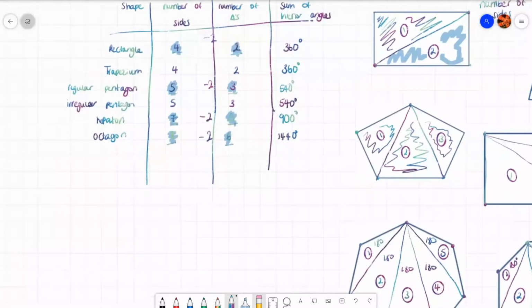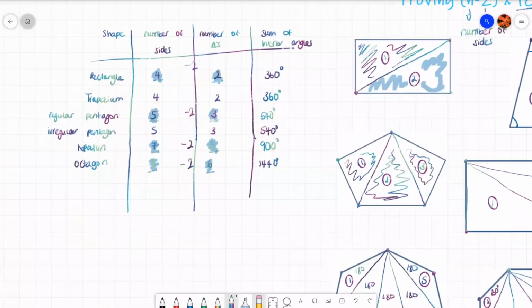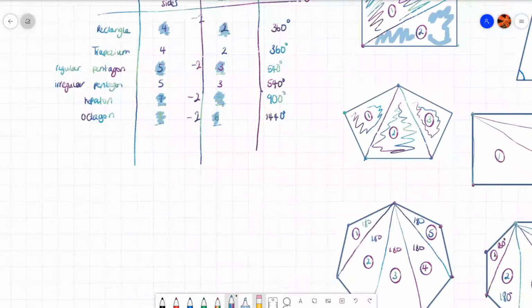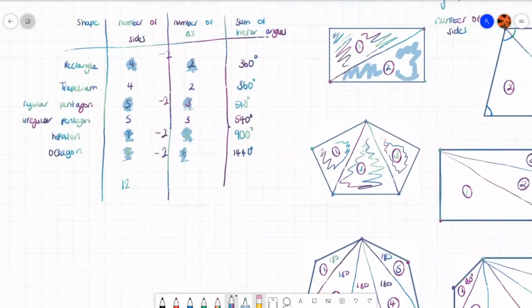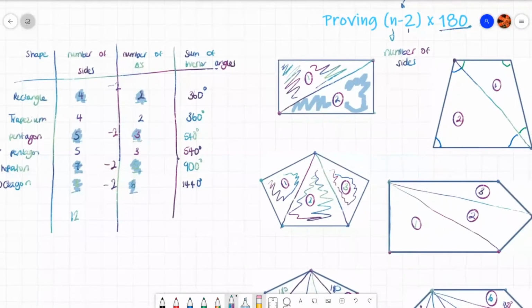So let's try another one. We're just going to try a different size. Let's say we've got a 12-sided shape. Well, how many triangles can I make? Well, I'm going to subtract 2 to get the number of triangles, which is 10. Well, in one triangle the angles would add up to 180, but I've got 10 triangles. So I'm going to do 10 times 180, which is 1,800 degrees.